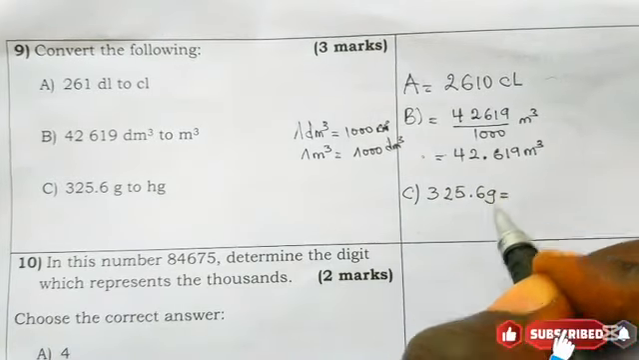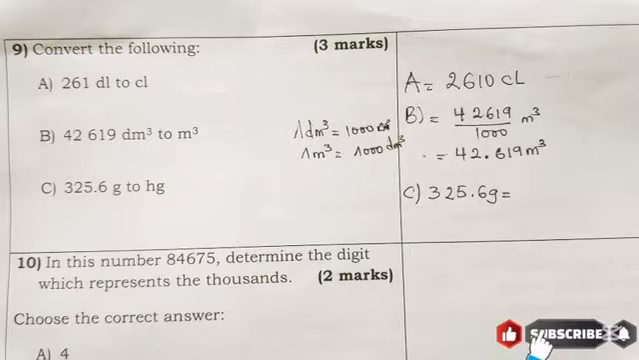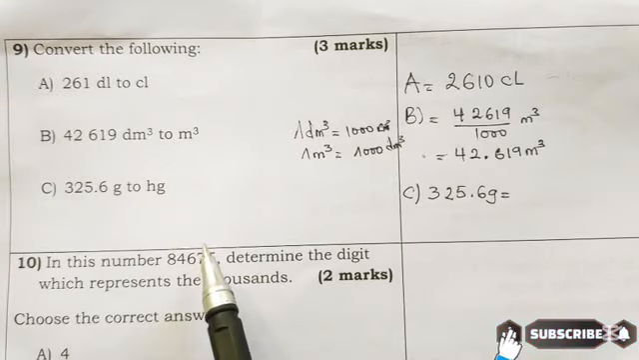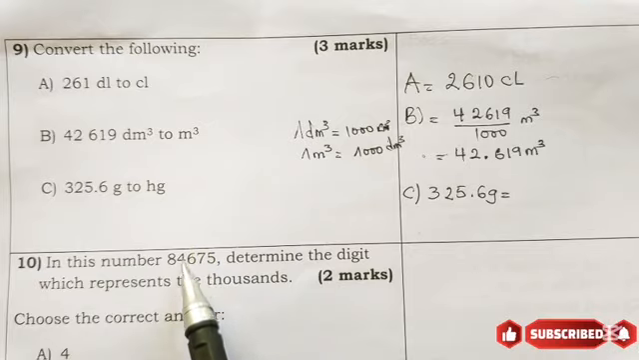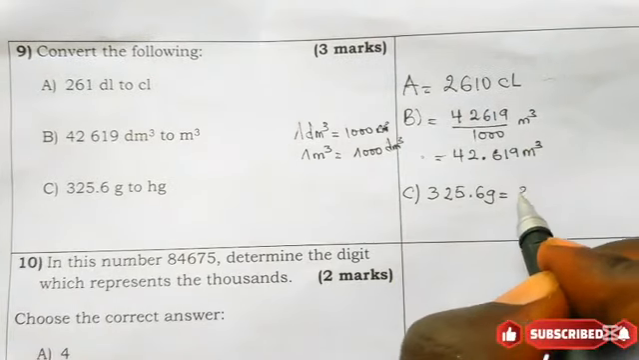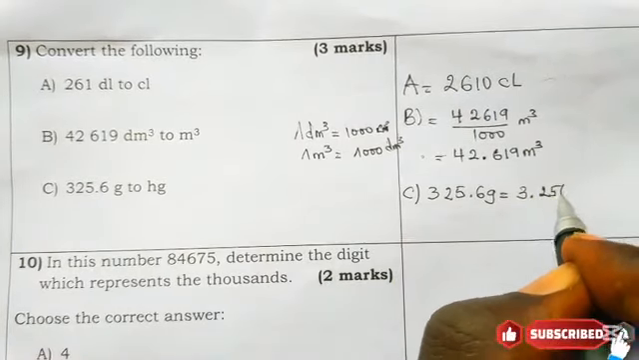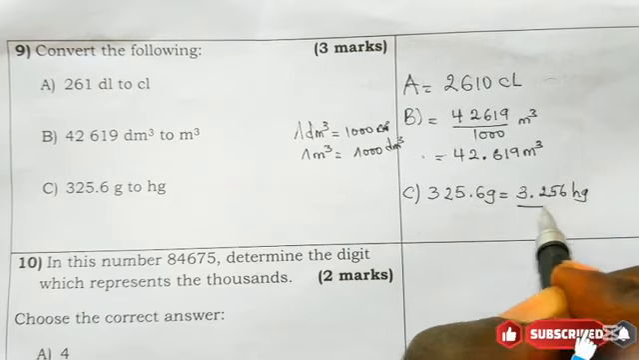Then C, we have 325.6 grams, and this equals how many hectograms? So here we shall divide by 100. Then we shall get 3.256 hectograms.